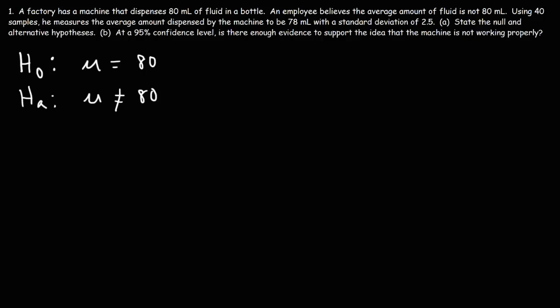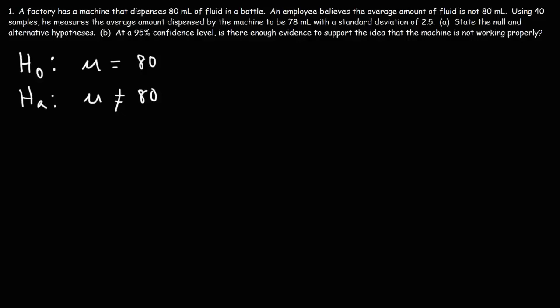Now part B, at a 95% confidence level, is there enough evidence to support the idea that the machine is not working properly? What would you say? Well, first we need to determine what type of test we're going to do. Is this a one-tailed test or a two-tailed test?